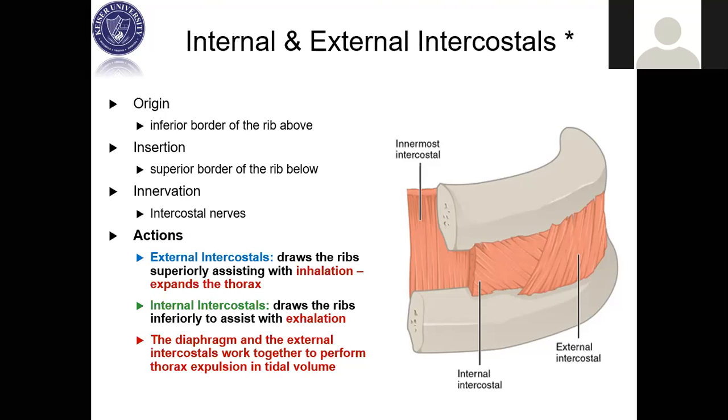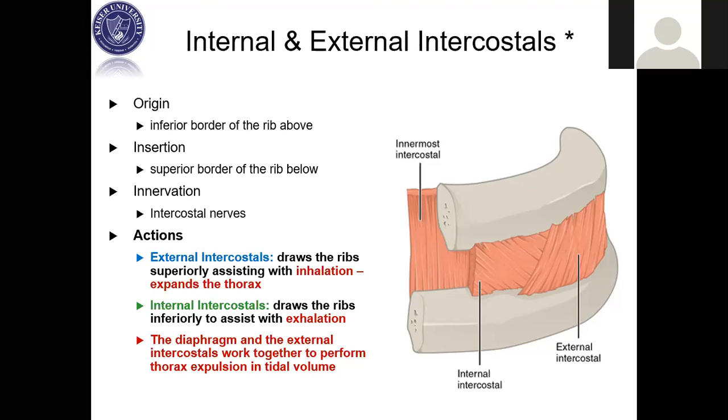The external intercostals, they help with inhalation. They expand the thorax. Remember, when we take in a breath, we're taking in a lot of air. The area that we need has to expand. So our ribs expand, allowing for as much air as we can take in. It's the external intercostals that expand the thorax and allow for maximum inhalation.